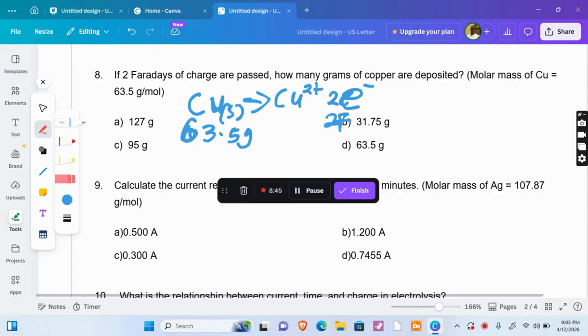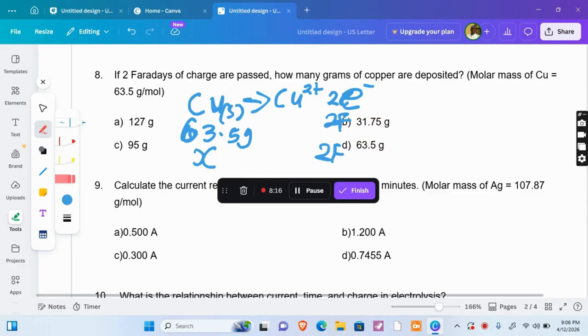63.5 grams will, on a general note, deposit 2 farads. So they are asking us now that if we have 2 farads of charge, how many grams? Look at how I've just done it. On the general scale, 63.5 grams will produce 2 farads. That's the basic one that happens always.